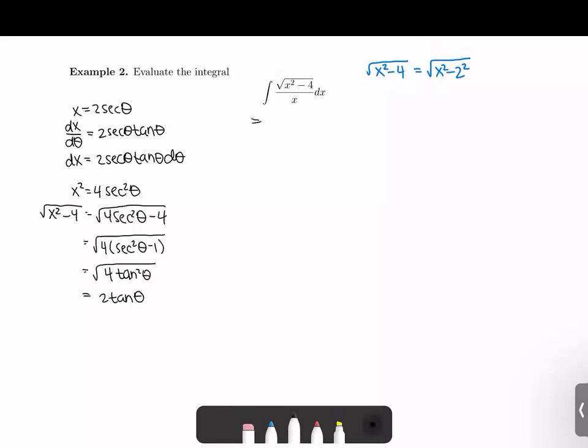So I'm going to rewrite this integral over here. My square root became 2 tangent theta. My x became 2 secant theta. And my dx became 2 secant theta tangent theta d theta. First thing I'm going to do is simplify this. My 2's are going to cancel and I have a secant that's going to cancel as well. So I'm just left with the integral of 2, and then I had 2 tangents in my numerator, so tangent squared theta d theta. I like to factor out any constants, so I'm going to factor out this 2.